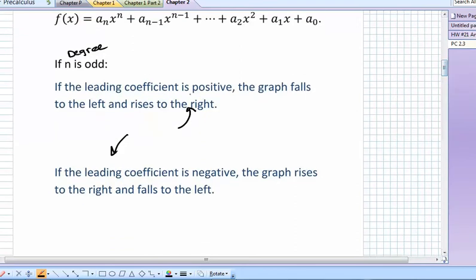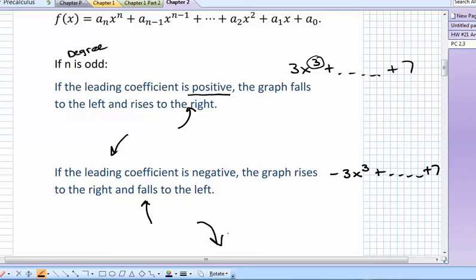That is if the leading coefficient is positive. So something like 3x to the third plus so on, plus 7. Because it's an odd degree and the leading coefficient is positive, I know the graph is going to fall to the left and rise to the right. If it's negative 3x to the third plus so on, plus 7, then I know it's going to do the opposite. It's going to rise to the left and fall to the right at the end.